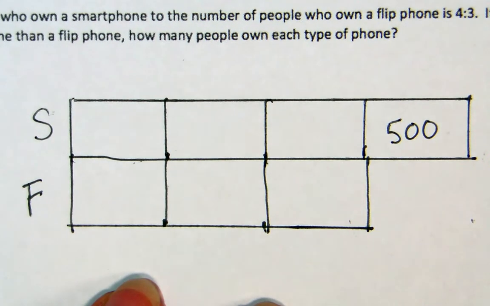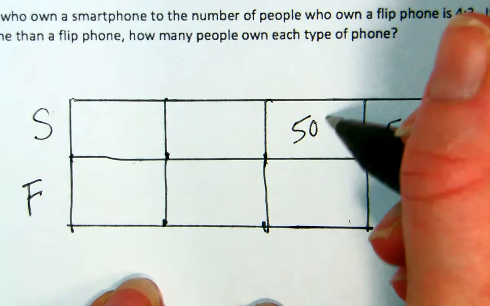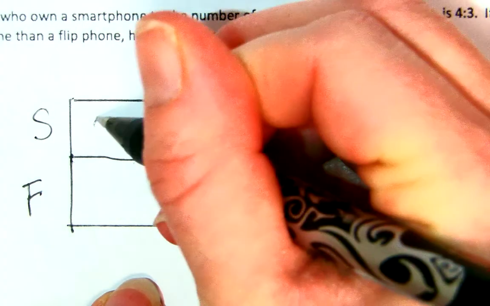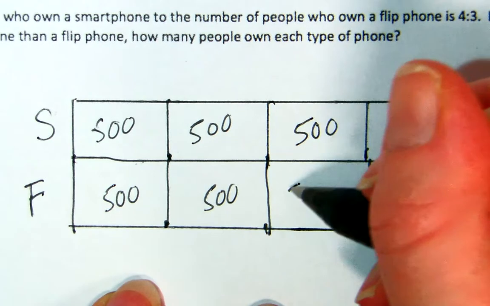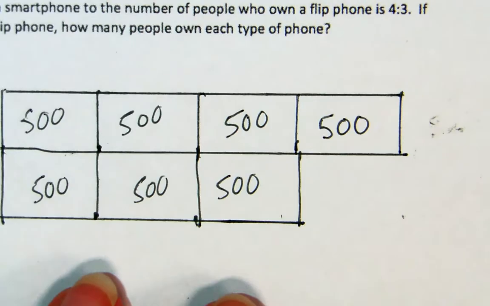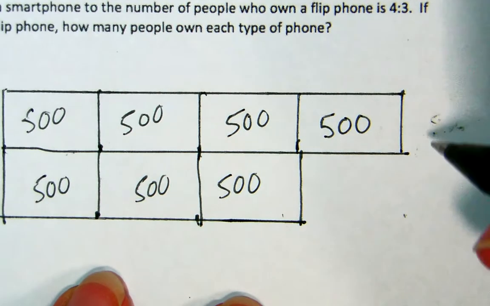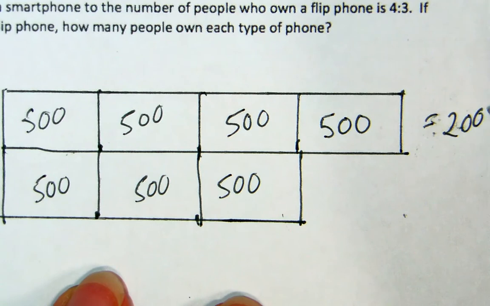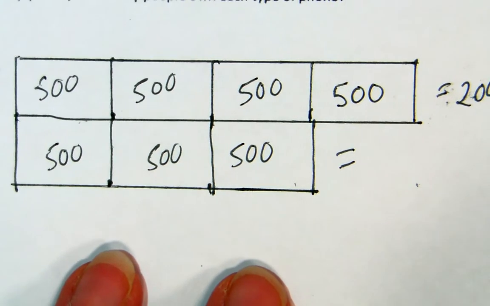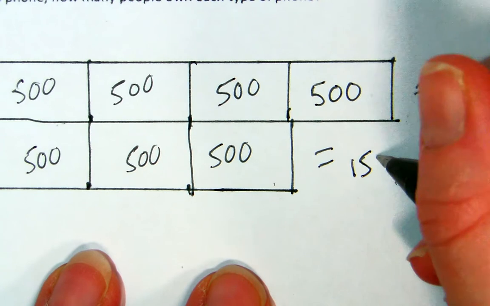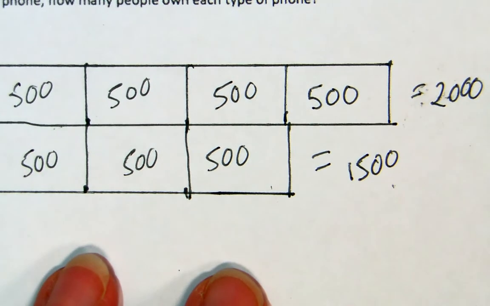Well, now I know the size of every box, right? 500, 500, 500, 500, 500, 500, 500. How many people own smartphones? 1, 2, 3, 4 groups of 500 is 2,000. Okay. How many people own flip phones? 3 boxes of 500 gives us 1,500, and we've solved the problem.